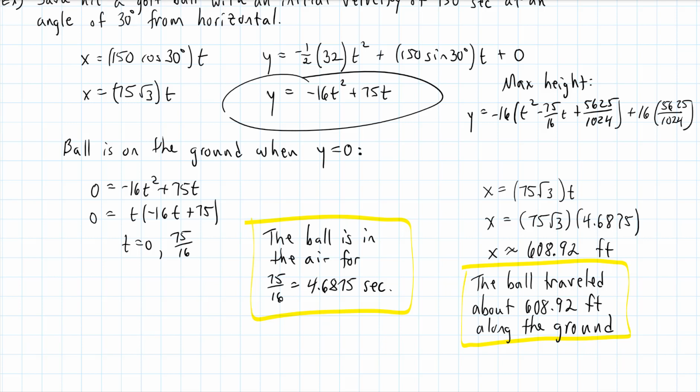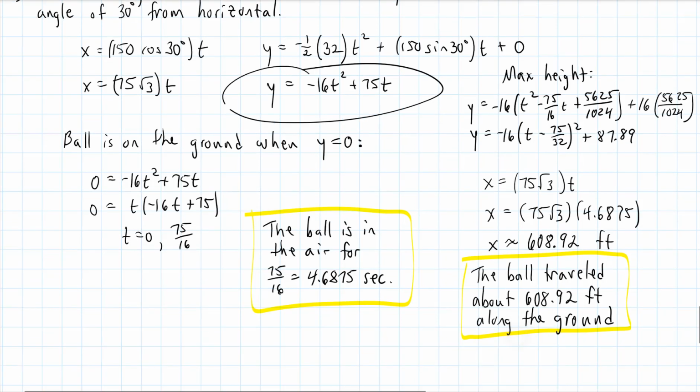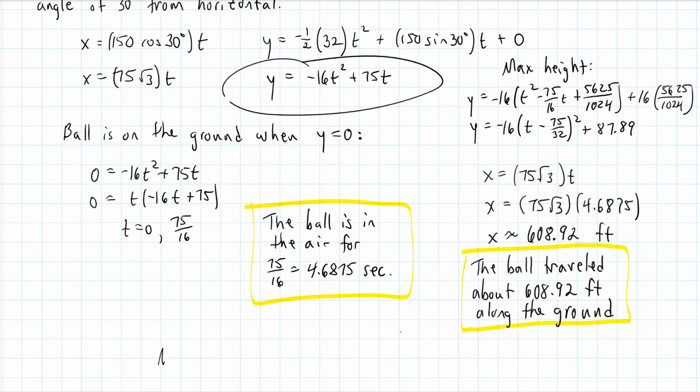So divide by 2 squared, put that in there, adjust on the outside, and then in vertex form, go ahead and convert that to a decimal. I'm going to round that though. Then we get our max height. So I basically go right 75 over 32 and up 87.89 to get the vertex. So I now know the max height. So the max height of the ball is 87.89 feet.